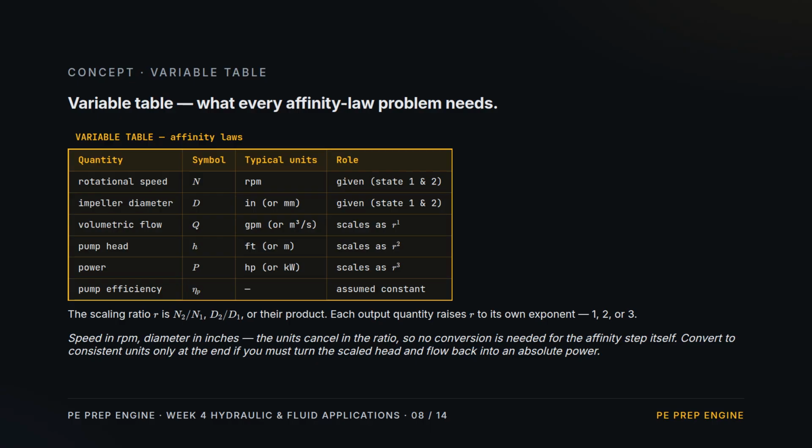The variable table, speed n and diameter d, given at both states. Flow scales as the ratio to the first power, head as the square, power as the cube, and efficiency is assumed constant. The scaling ratio is the speed ratio, the diameter ratio, or their product. Each output raises it to its own exponent. Speed in RPM and diameter in inches cancel inside the ratio, so no conversion is needed for the affinity step.